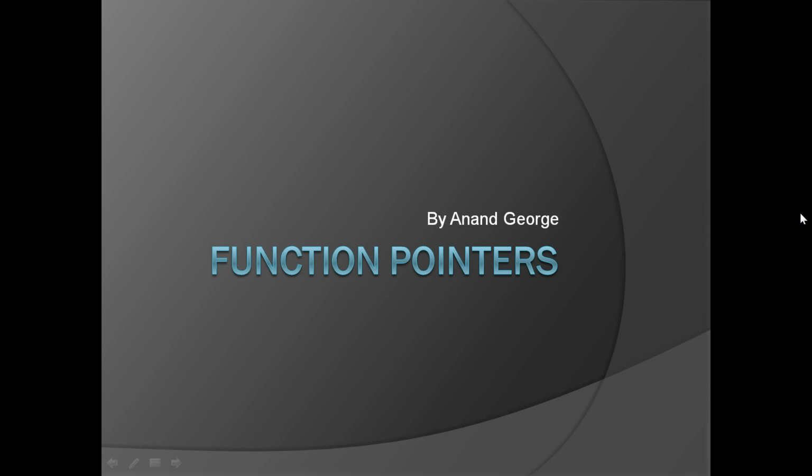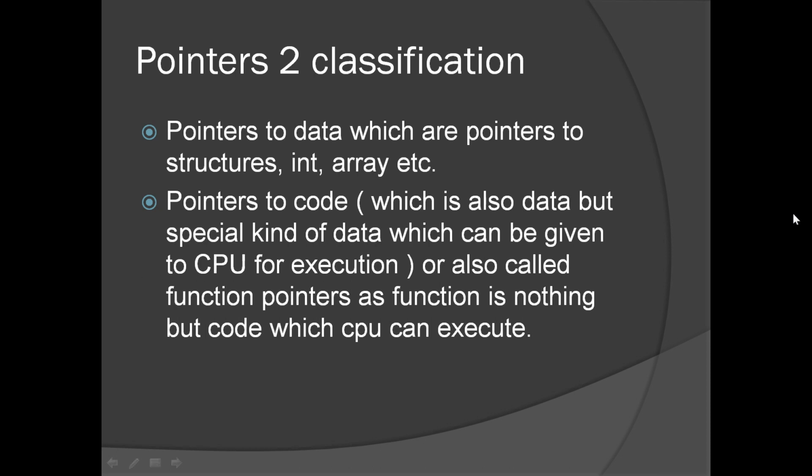In this presentation, we're going to discuss function pointers. So we have seen pointers to data like integer pointer, character pointer, structure pointer, etc. Those types of pointers point to normal data. It can be anything. In general, function pointers are a different type of pointers which cannot point to any kind of data. They can point only to code which the CPU can execute.